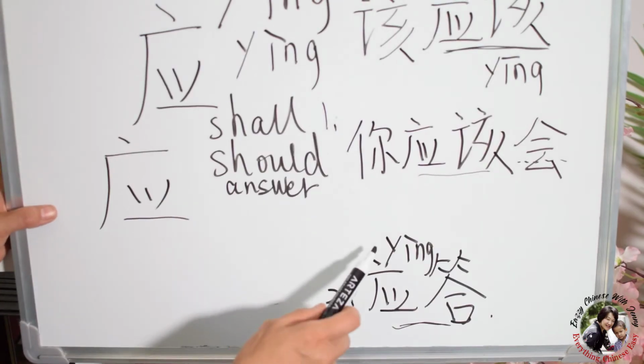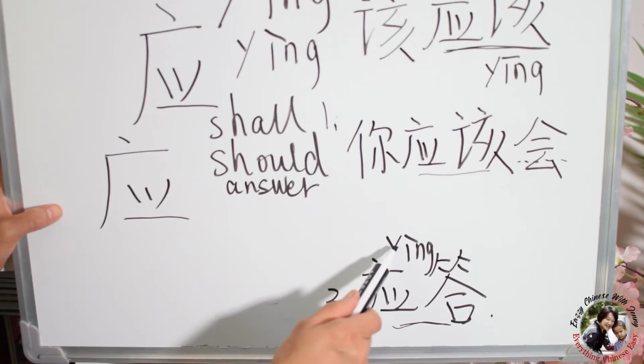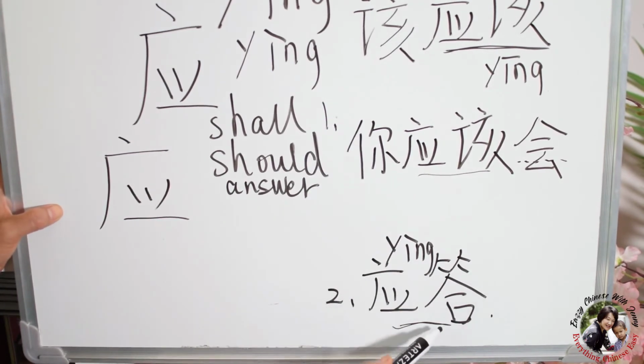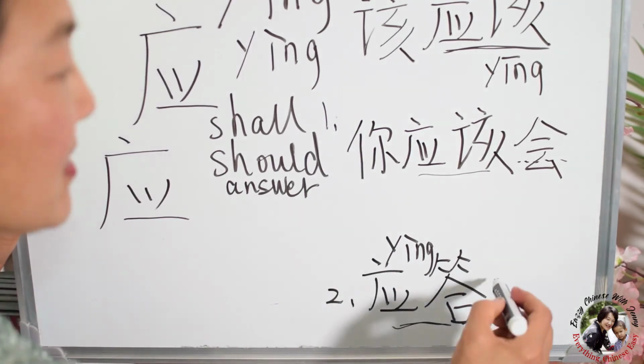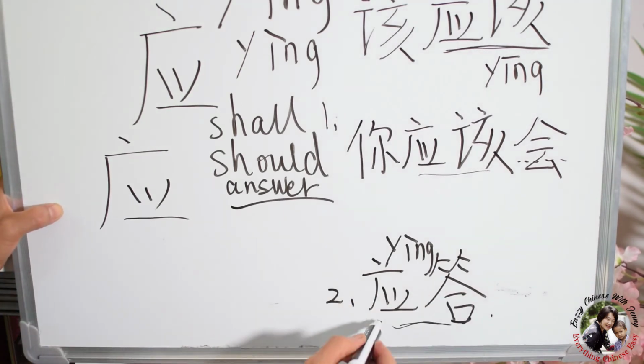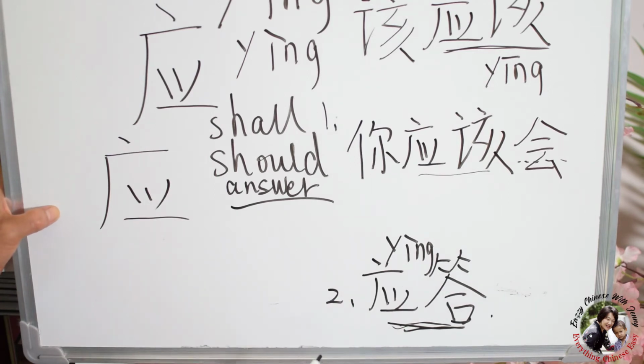When the pronunciation is the fourth tone, there is only one occasion, it means answer. And 应答, they always put these two together. These two characters together mean answer. 应答.